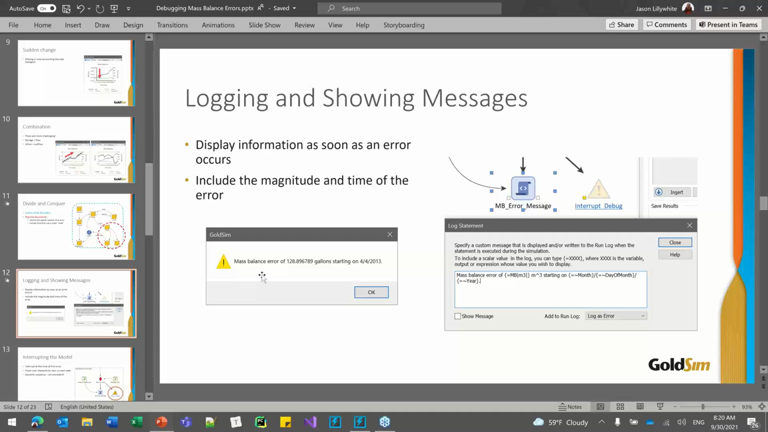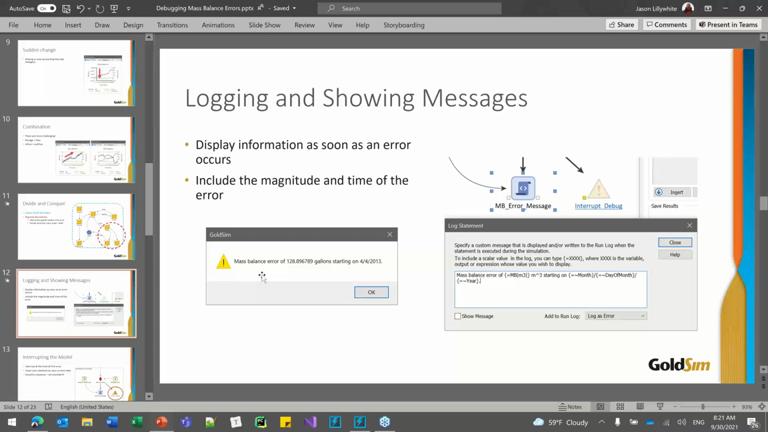So the simulation will complete, and it won't show you any errors during the model. When it's complete, it will write a message to the run log that you can go open. It will tell you, oh, hey, by the way, there's a warning written to the run log when it's done simulating. So then you can go look at it. That's one way to show a message that you've got some issue.